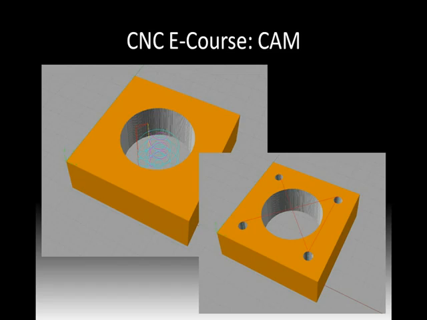And then the next step on the right is drilling 4 holes. This is actually a part I used on my CNC wood router that I built. And you'll see the order of the drilling of the holes as well in that tool path.